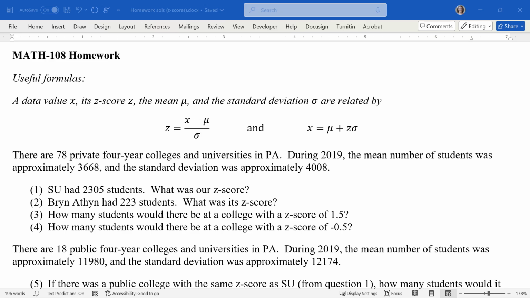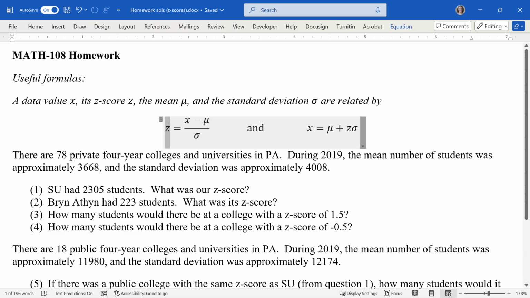Hello everyone, in this video I'm going to go over some homework about z-scores. At the top here I've put the two formulas that you need. The one on the left is for calculating a z-score and the one on the right is for calculating a data value from its z-score.